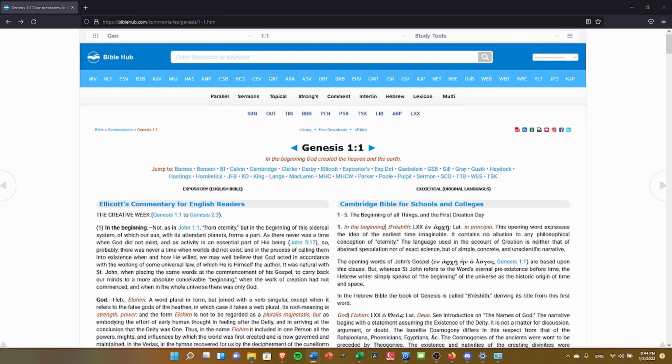We have Pulpit Homiletics Commentary. This is mainly for sermons, so if you're putting together teachings and sermons, it's pretty good. Pulpit Homiletics is not the same as the Pulpit Commentary, so just keep that in mind. Then the Jamieson-Fausset-Brown Commentary, Keil and Delitzsch Commentary on the Old Testament.